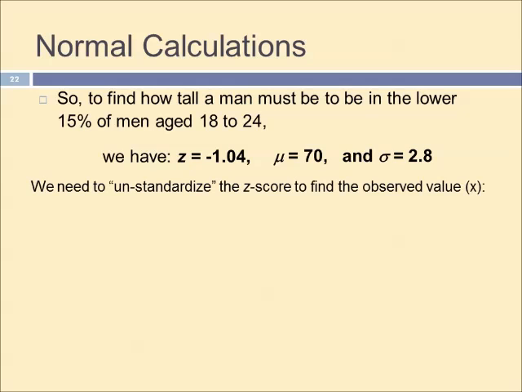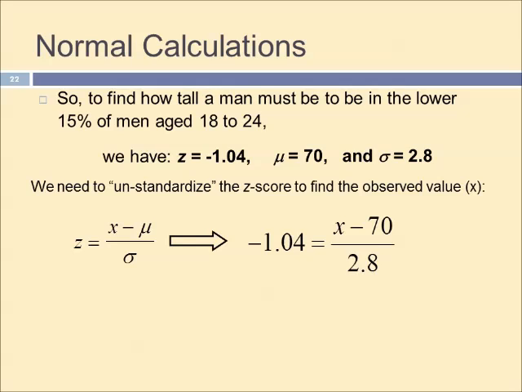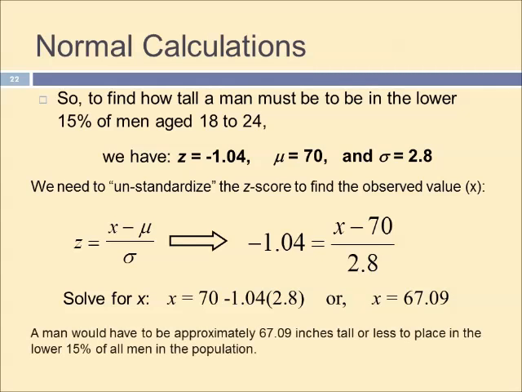So we need to unstandardize the z-score to find the actual value. So we take the z-score formula and just plug in the numbers where appropriate. We're looking for the observed score x, so that's what we don't know. We fill in the rest of the numbers and then just manipulate things around and solve for x. So we get x equals 67.09. So a man would have to be approximately 67.09 inches tall or less to place in the lower 15% of all men in the population.